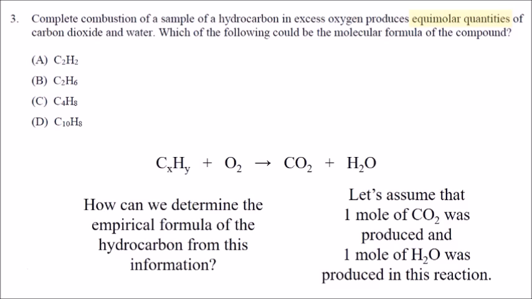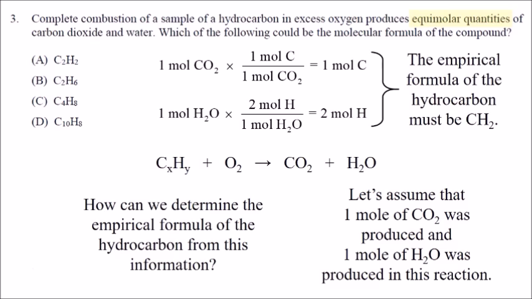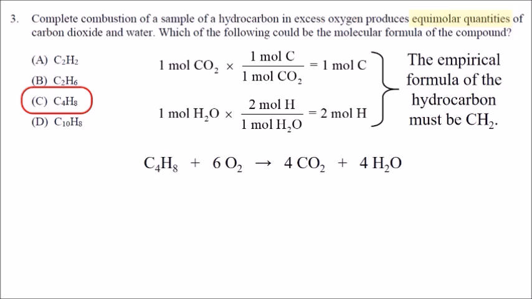Well, to figure out how much carbon was present, if 1 mole of carbon dioxide was produced, that means there must have been 1 mole of carbon in the original compound. And if 1 mole of water was produced, that would have been 2 moles of hydrogen atoms in the original hydrocarbon. So therefore, we can figure out the empirical formula of the hydrocarbon. And since the empirical formula must be CH2, then the correct answer is choice C. C4H8 has an empirical formula of CH2. And if you go ahead and balance the combustion equation for C4H8, the final coefficients would include 4 moles of carbon dioxide and 4 moles of water. So it is indeed equimolar quantities of those chemicals.